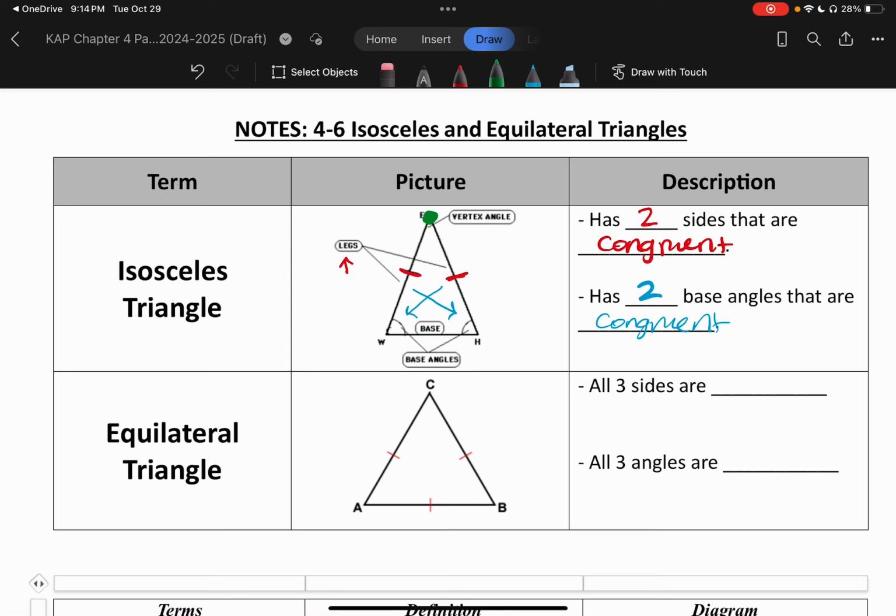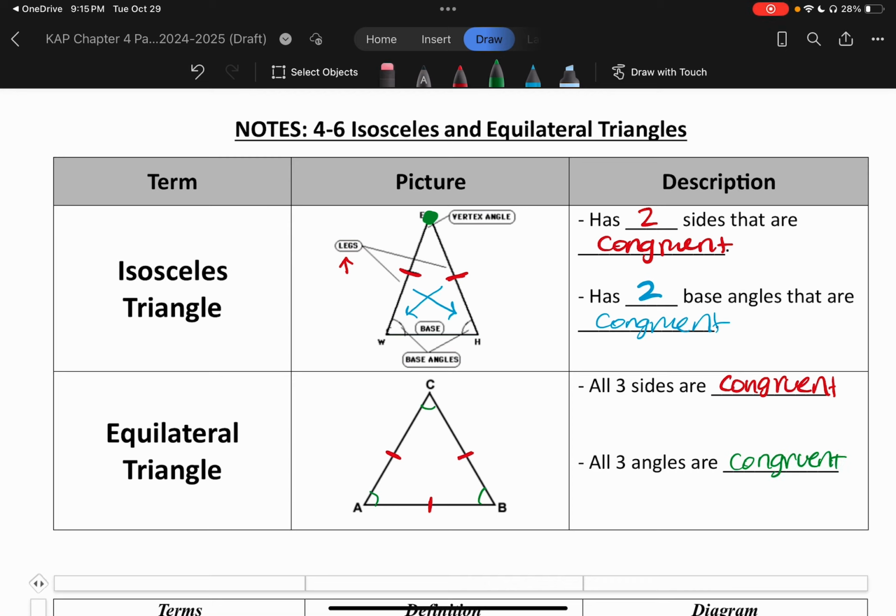Okay, so next we're looking at an equilateral triangle. An equilateral triangle is going to have all three sides congruent. So all three sides are congruent. And remember that our congruent sides are often represented by tick marks, so matching tick marks. One other thing we talked about with equilateral triangles was that if it's equilateral, then it must also be equiangular. So in this case, if this is equilateral, then it must be equiangular. So all three angles here will also be congruent.